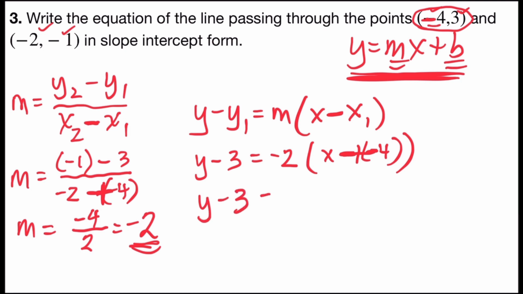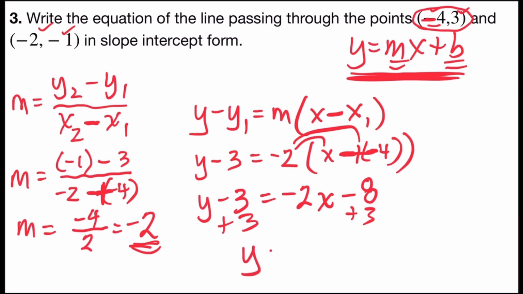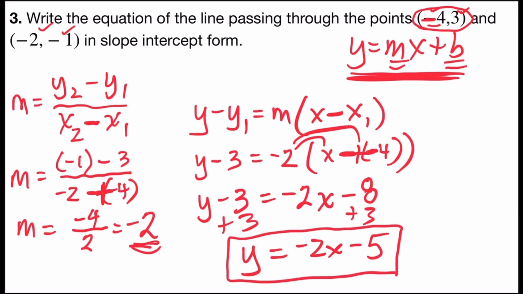Y minus 3 will equal -2 times x is -2x, and -2 times +4 is -8. Last step would be to add 3 to both sides. -3 plus 3 is 0, 0 plus y is y, equals -2x, and -8 plus 3 is -5. And so in slope-intercept form, the equation of this line would be y equals -2x minus 5.